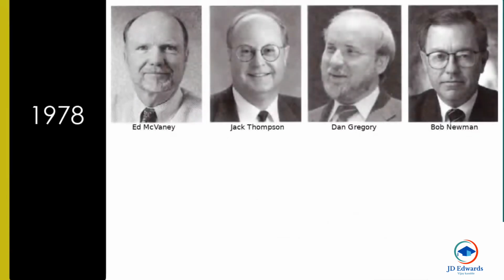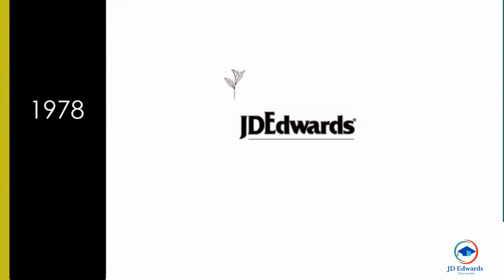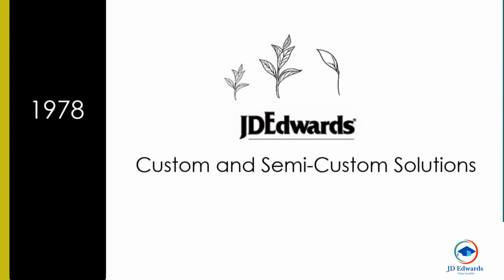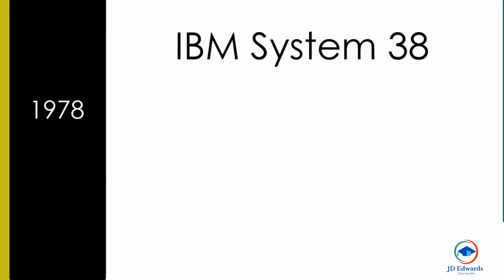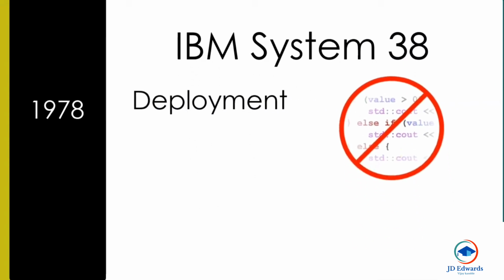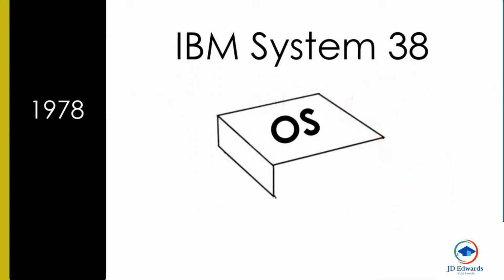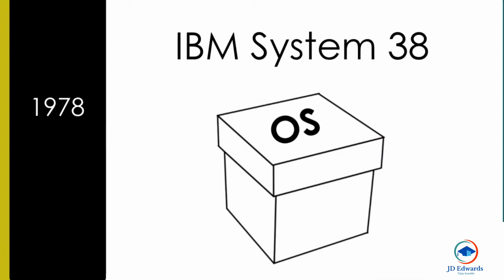Bob Newman joins as the fourth principal in July of 1978, and JD Edwards begins to grow and deliver custom and semi-custom solutions using the new IBM System 38, a platform that can be deployed without the need for system programmers and all integrated into a single operating system.